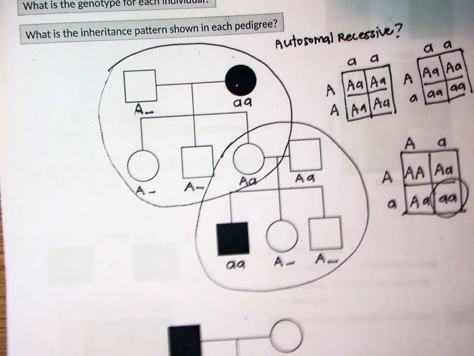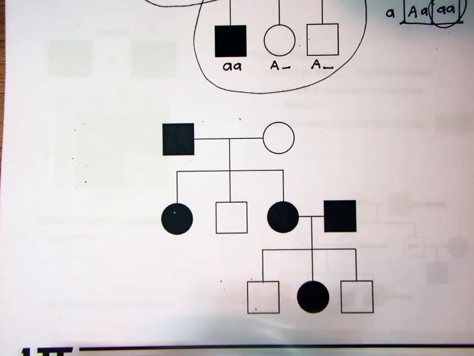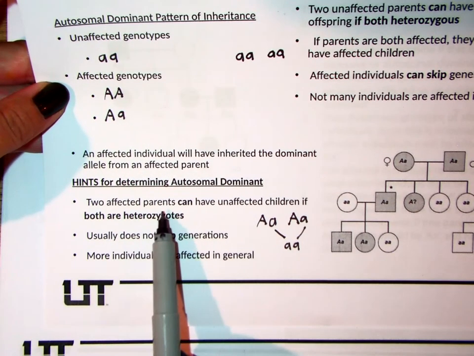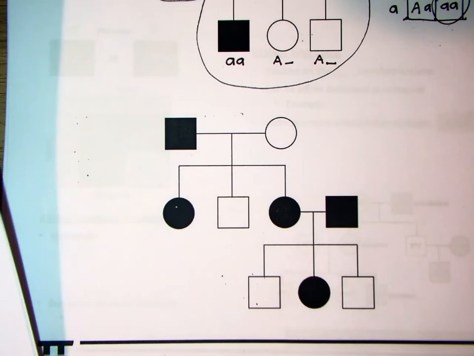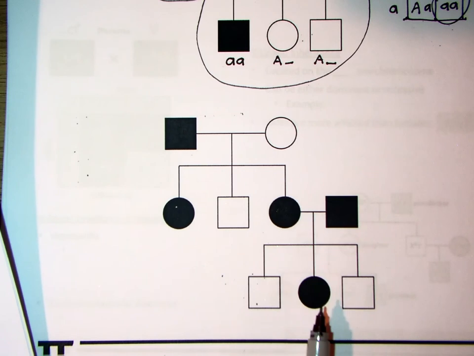Okay, let's try this second one. And I'm going to just assume, since the first one is showing autosomal recessive, that maybe this next one is showing autosomal dominant. So let's look at our hints. 2 affected parents can have unaffected children if they're both heterozygotes. So we do have 2 affected parents here, and they have unaffected children. So there's a hint that this is autosomal dominant.